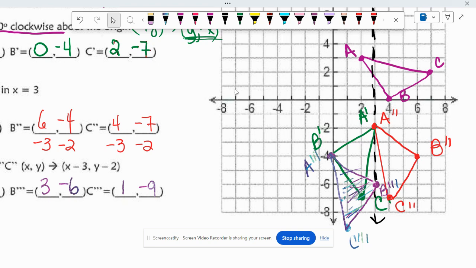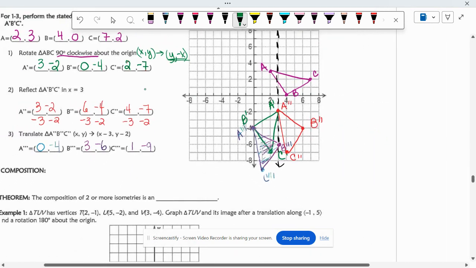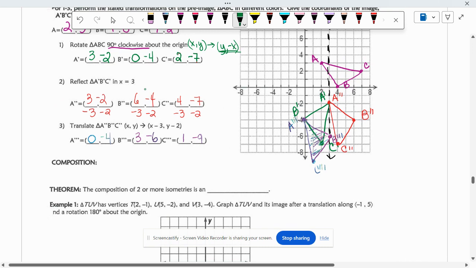Okay. What do you think about that? Do you guys feel okay with that? It's easy if we break it down in steps, right? And we think about what the rules are. Okay. And I always try to show my work when I do translations, right? I like to show this because I think that that's helpful for you guys.